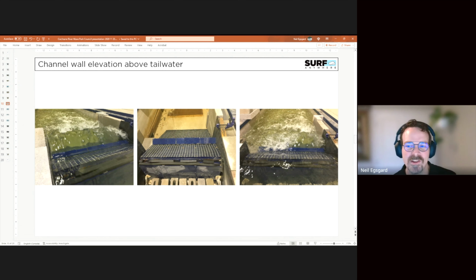This also is a way to allow a transition between a kayak wave and a surf wave. If you lower the sidewalls, allowing kayakers to come in, it creates a bit more of a foam pile, which they like.